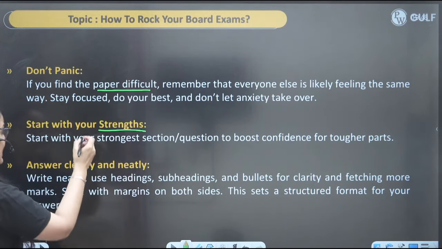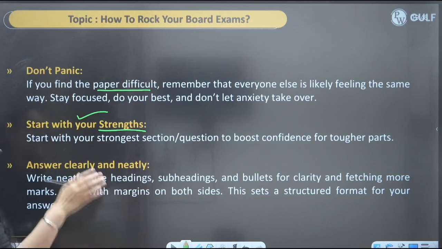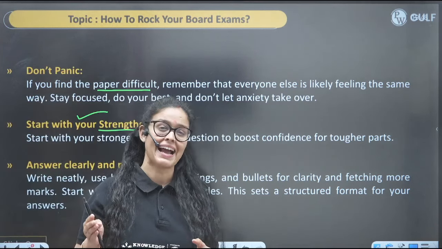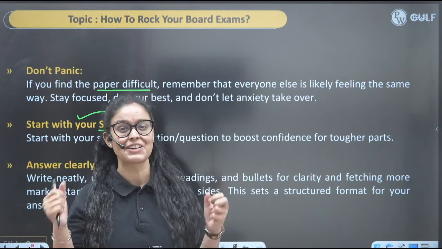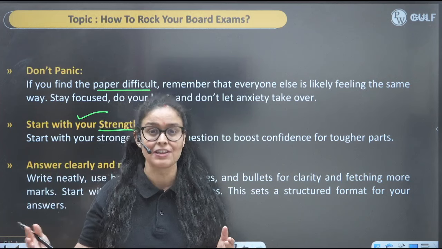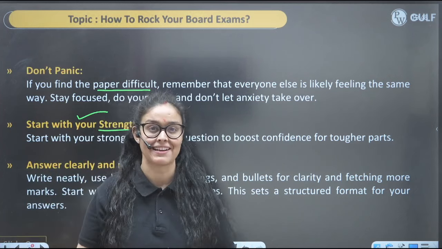So that means you have to start with your strength, the section, the question that you feel is super easy, you know the answer. So start with that question and it will boost your confidence that yeah, at least I have written this answer beautifully, and then ultimately all the questions will be answered by you, right?